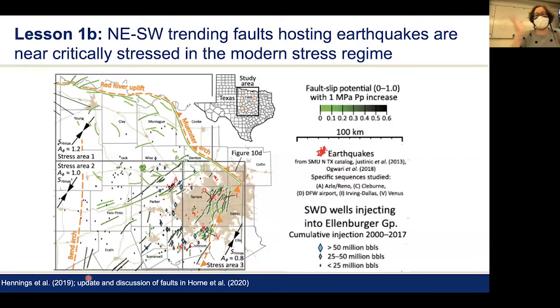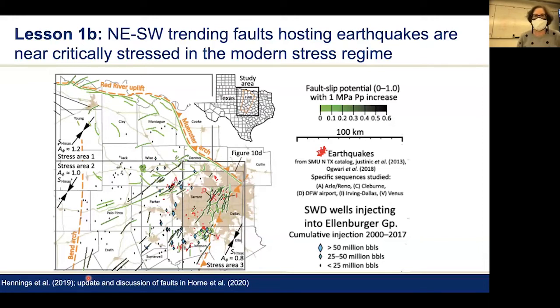So when you start to do the water balance, it becomes quite complex. And there's not a lot of data tracking the geochemistry to understand what was in the Barnett versus the Ellenberger versus what was the frac water. Okay. So that was lesson 1.